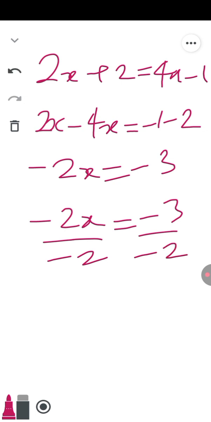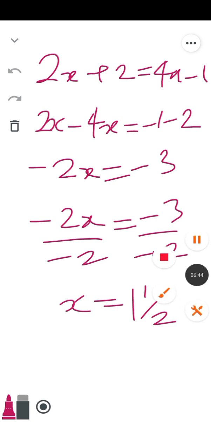I will divide both sides by minus 2, right? Because I want to get rid of this minus 2. So what do I have now? I will have x is equal to, we cancel the minus, that's plus 1 and a half, 3 over 2. Is that okay? So we are solving linear equations.